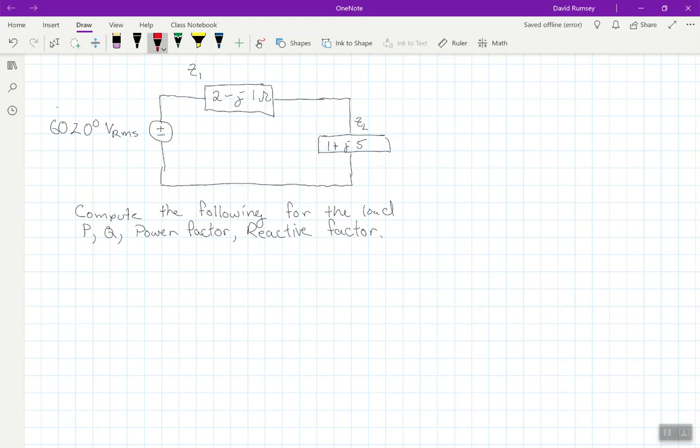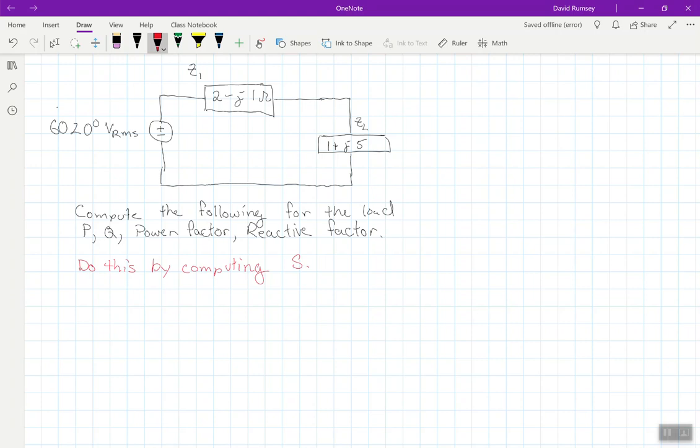Alright, so it says compute the following for the load: P, Q, power factor, and reactive factor. We're going to do this by computing S, by computing the complex power. Because if I compute the complex power, I can just look at the answer and read off P and Q directly. So there's no actual additional work to do. I can literally read P and Q from my answer.